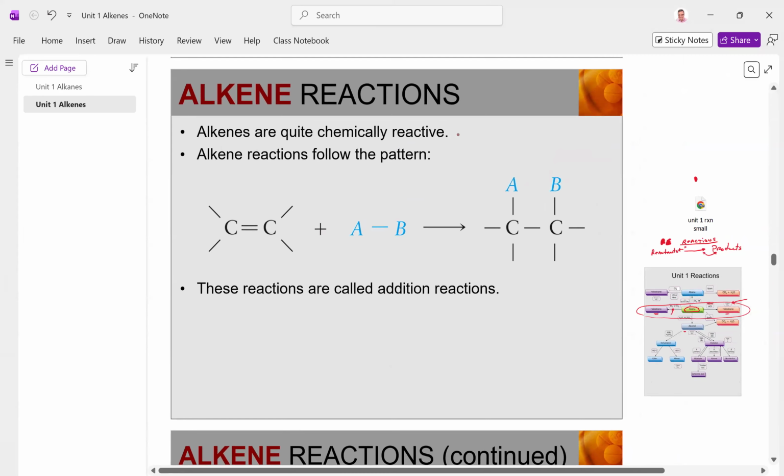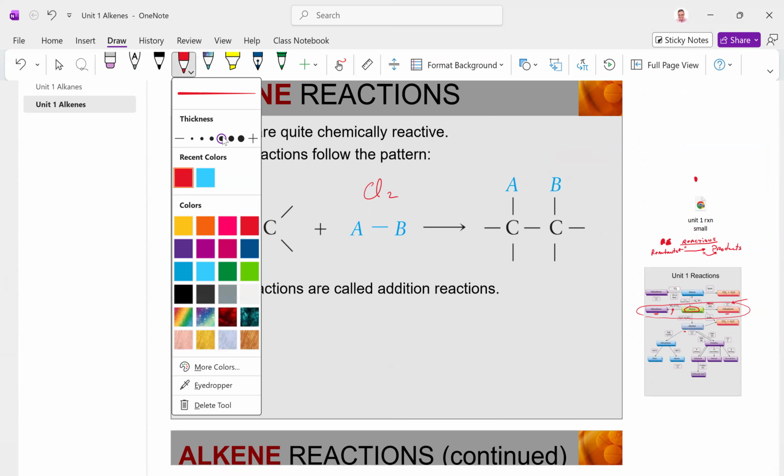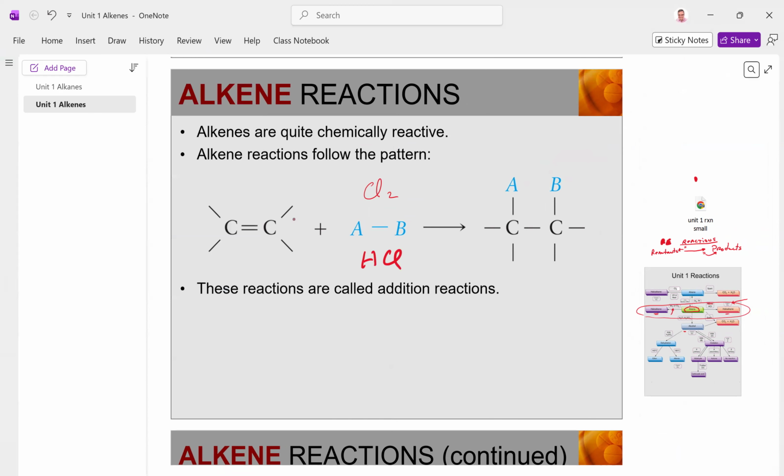So one of the reactions going to the left, we're looking at Cl2, and the ones going to the right, we're looking at HCl. Now, the reason they call it an addition reaction is because we're adding across the double bond. Statistically, it's 50-50 which way you're going to add.